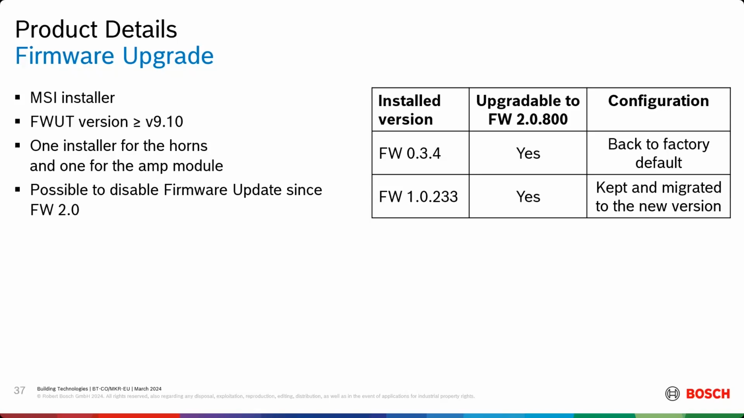Existing IP horns and amplifier modules can be updated to the new firmware 2.0. And depending on the installed firmware, the existing configuration will be either migrated or set back to factory default. And what is new with the firmware 2.0, it is possible to disable the firmware update.